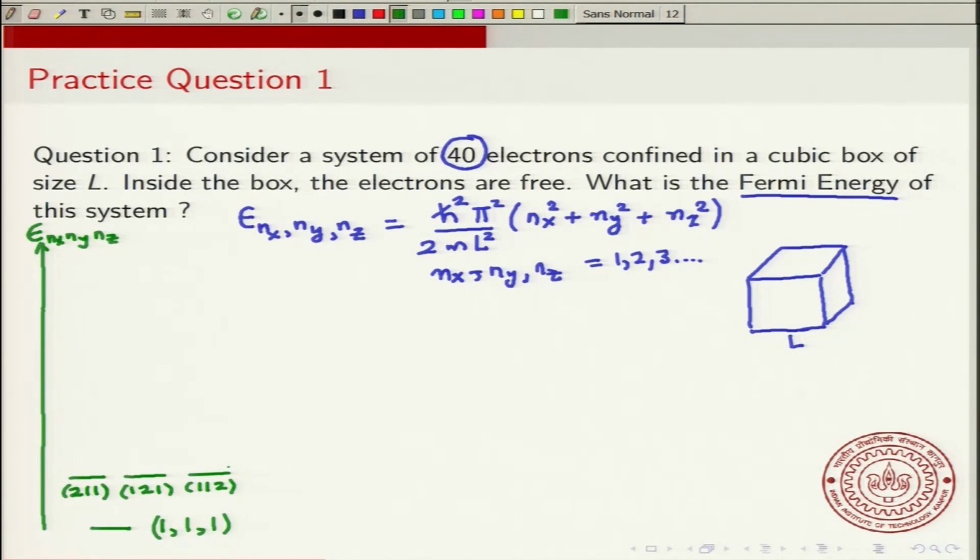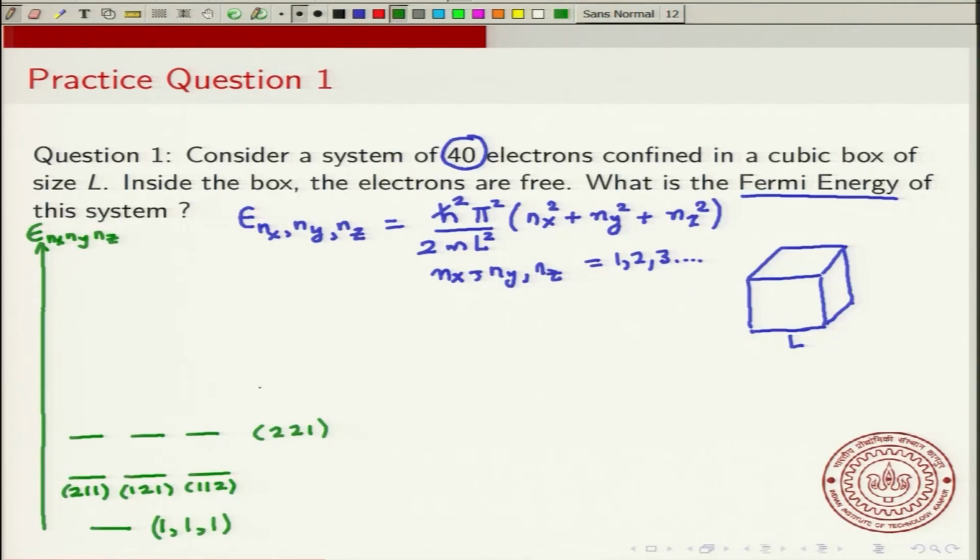Okay. The next highest energy level will also have 3 states, and I will just write it as 2 2 1. That also includes 2 1 2 and 1 2 2. The next highest energy level, okay, now 2 square plus 2 square plus 1 square is 9. Then you can have 2 square plus 2 square plus 2 square, which is 12. Or you can have 3 square plus 1 square plus 1 square, which is 11.